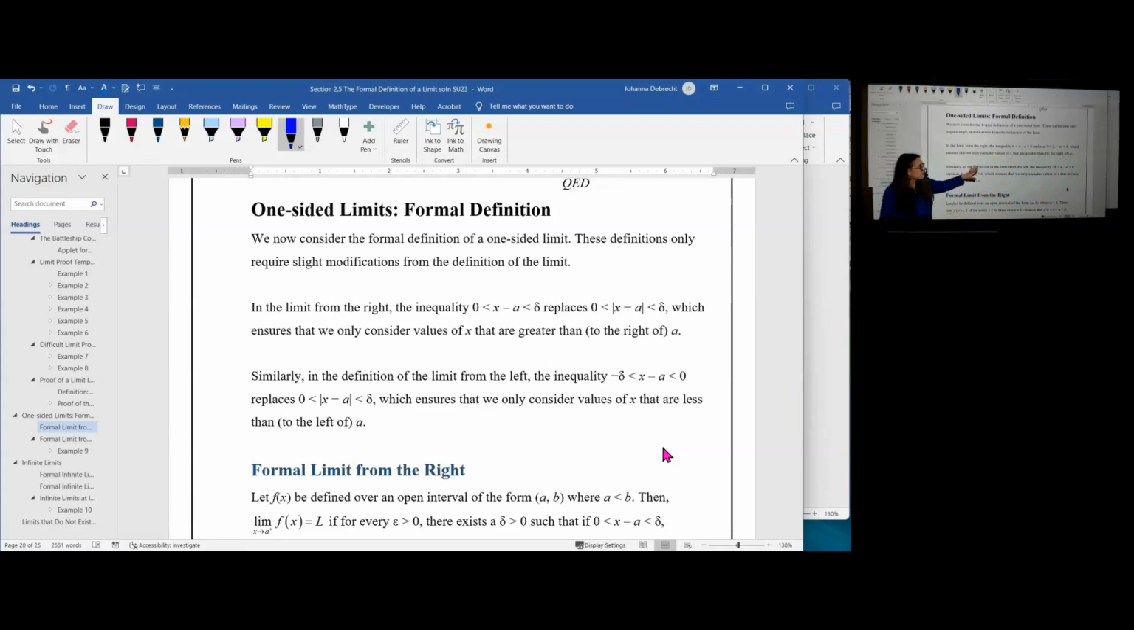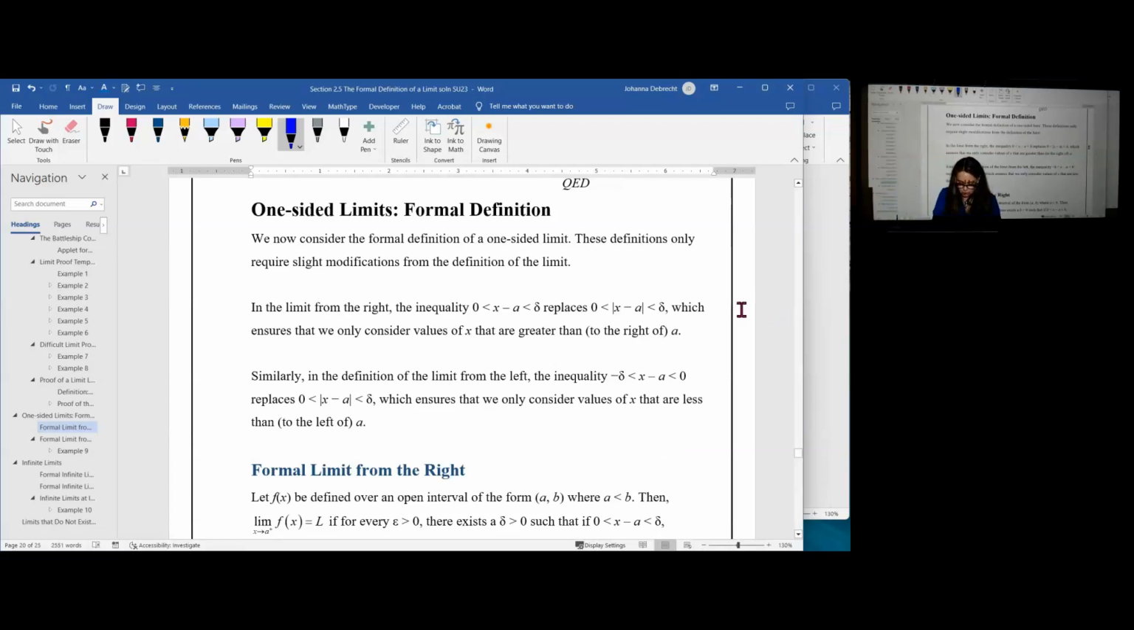Now, in the limit from the left, I know that if a is here, x is on the left side, coming this way towards a, which means x minus a is definitely negative. So it's less than 0, but greater than negative delta, which means a minus x is less than delta. And that will replace that part of the limit.